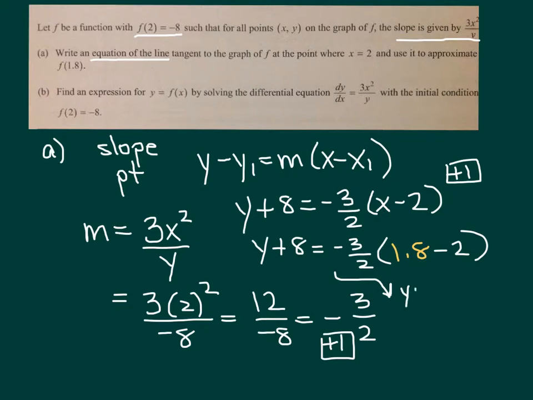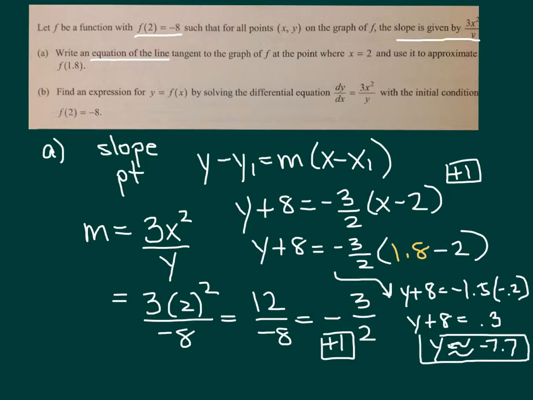So y plus 8 is equal to -1.5 times -0.2. Okay, and we know that to be a positive 0.3. Now I subtract 8 from that, so I get, as my approximation, -7.7. And then you get your third point for getting that correct approximation. Okay, remember, tangent line is just the point-slope form.